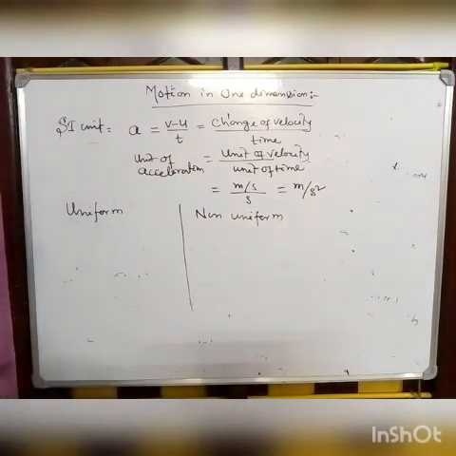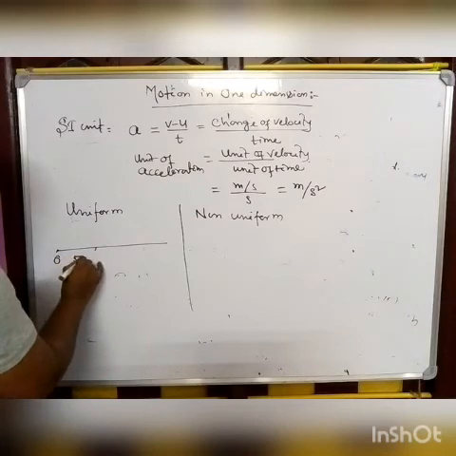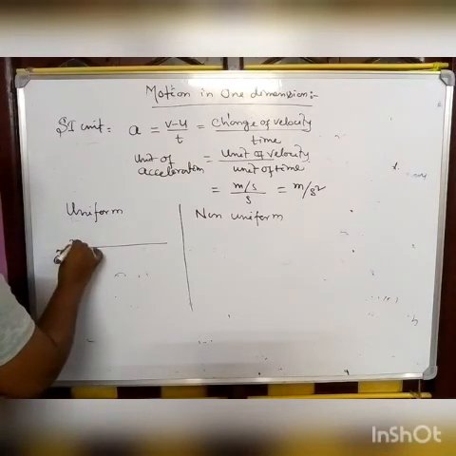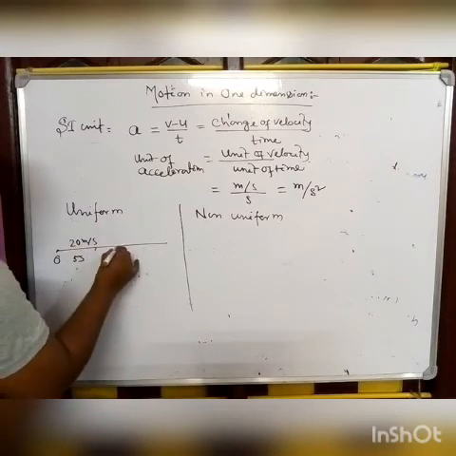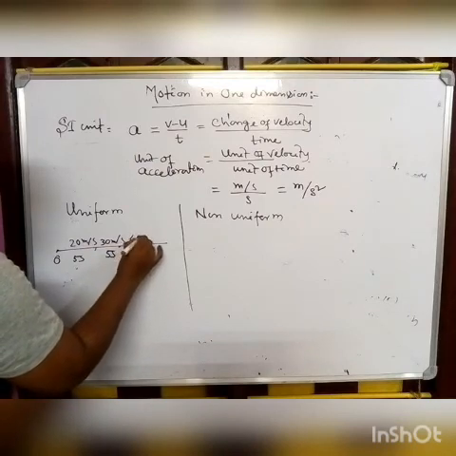So what is uniform acceleration? It is told that in every equal time interval, if the change of velocity is the same, that acceleration is known as uniform acceleration. What is it? Assume you are starting from here at O. In the first 5 seconds, your velocity is 20 meter per second. In the next 5 seconds, your velocity is 30 meter per second. In the next 5 seconds, your velocity is 40 meter per second.